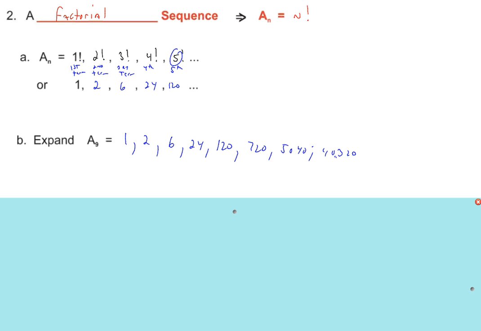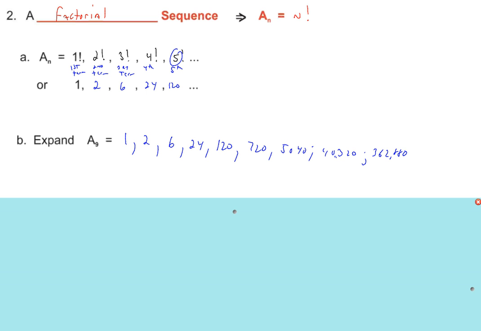And then 362,880 gets up there quickly, doesn't it? So again, first 9 terms, right? 1 factorial, 2 factorial, 3 factorial, 4 factorial, 5 factorial, 6 factorial, 7 factorial, 8 factorial, 9 factorial. Is that okay with everybody?